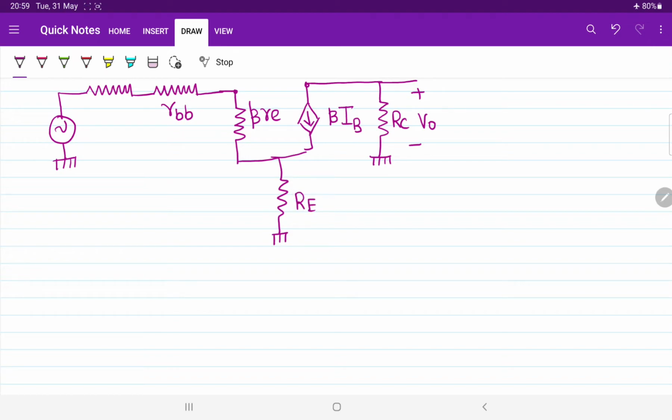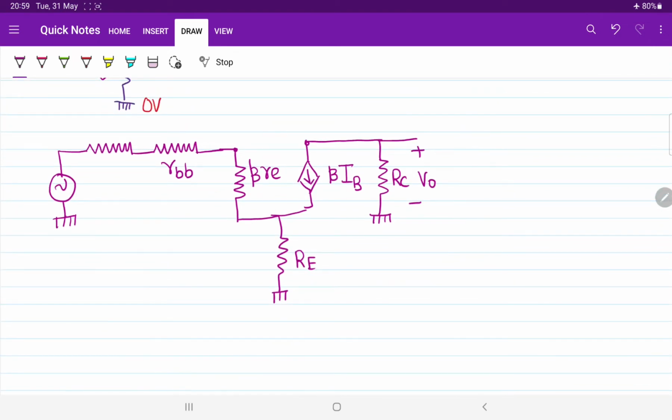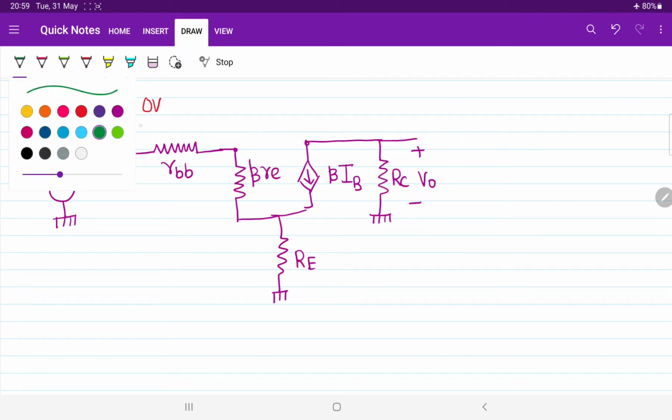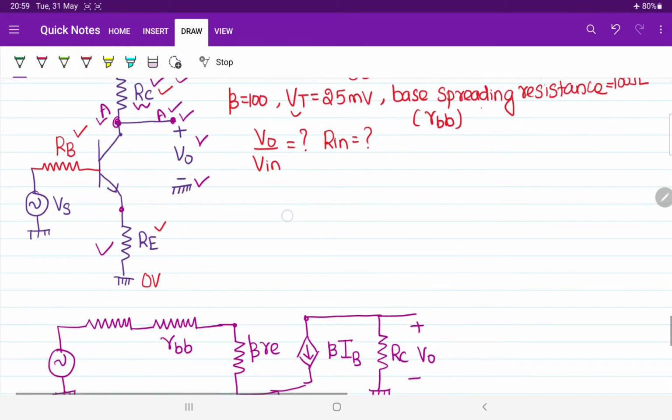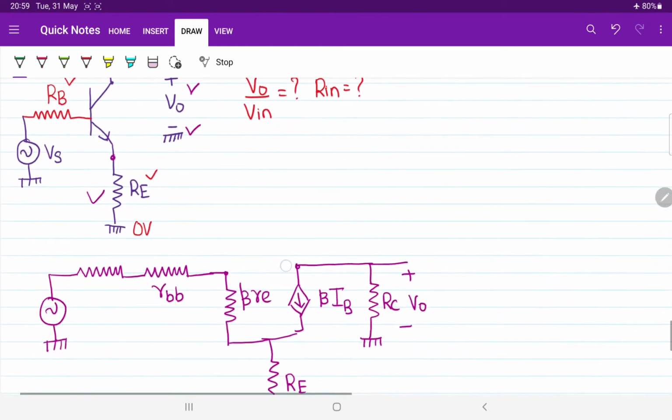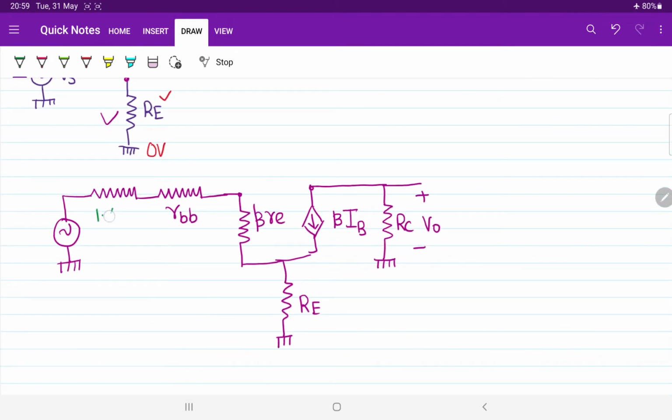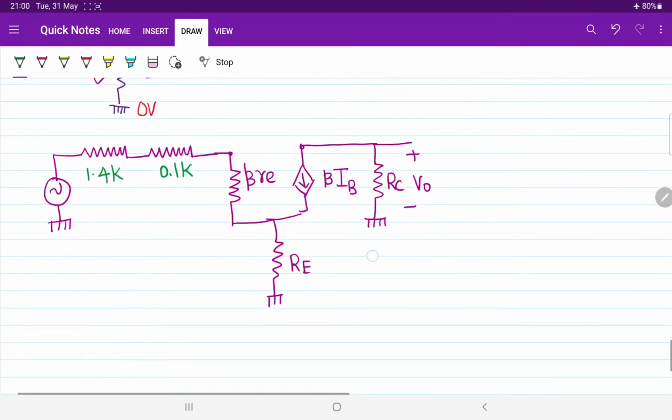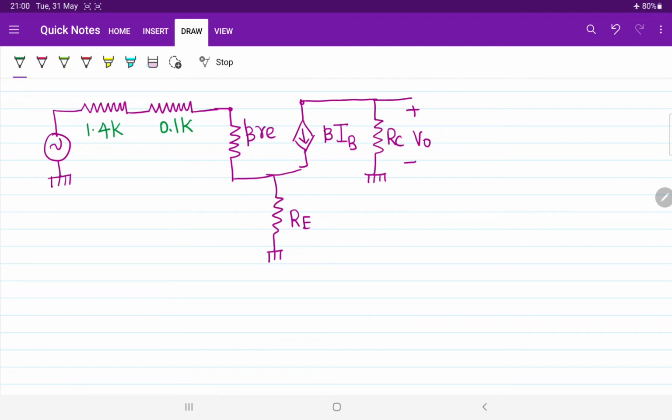Now it's time to substitute all the values. Let us explore all the values, because all the data is already given. The only thing is we have to write it down. Base resistor is 1.4 kilo ohm. RBB is given as 100 ohm. 100 ohm will be equal to 0.1 kilo ohm. I am writing everything in kilo. And beta times re is not known, whereas the value of RE is given. What is the value of RE? That is also 100 ohm, which means 0.1 kilo ohm only.